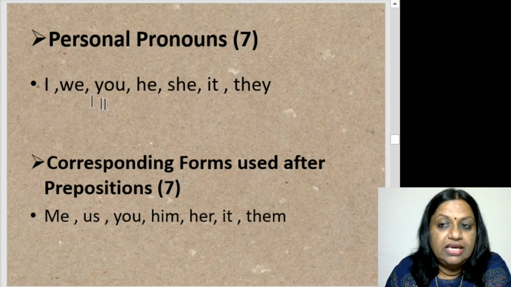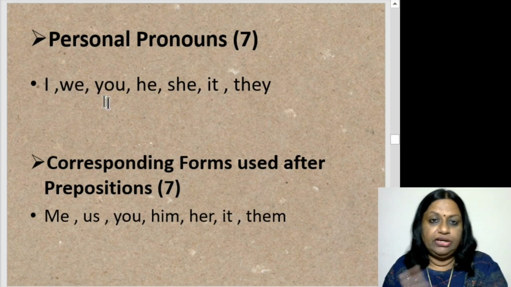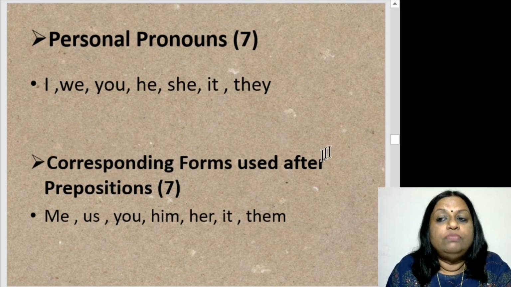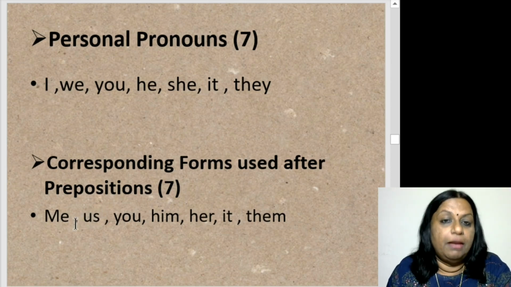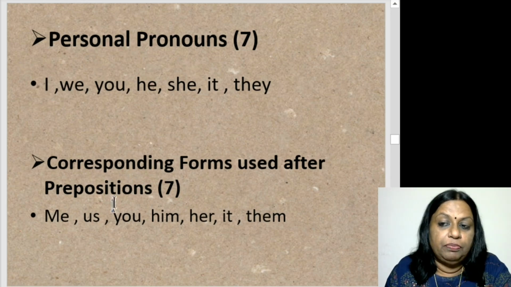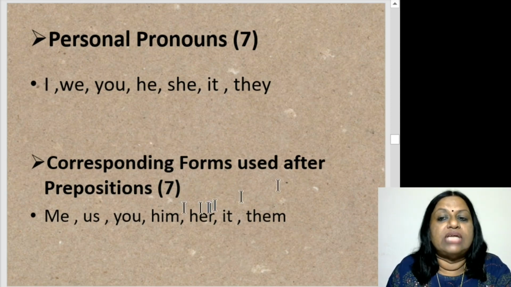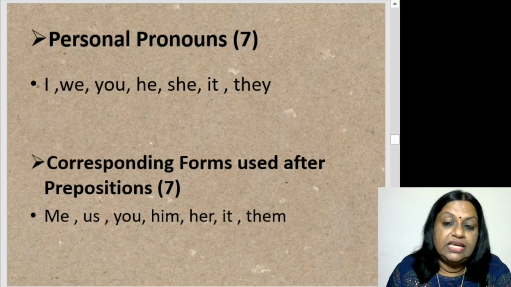I, we, you, he, she, it, they. Okay, so these are your personal pronouns, seven of them. Now look at the corresponding forms used after a preposition. When you use a preposition, I becomes me, we becomes us, you remains you, he becomes him, she becomes her, it remains it, and they becomes them. Okay, so these are the corresponding forms used after prepositions.